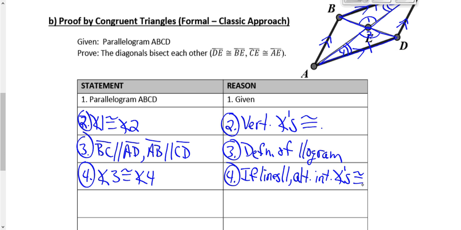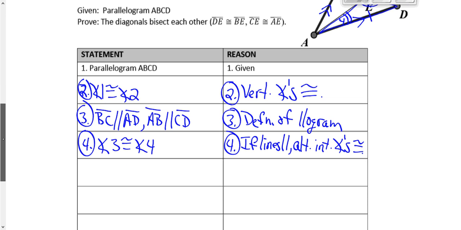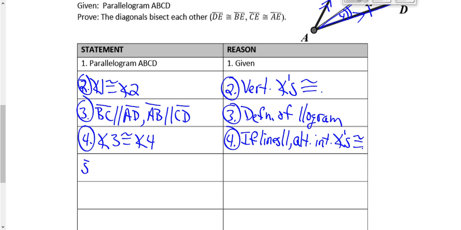Follow me now? Okay. So we've almost stated enough to get the triangles congruent. We've got this pair of angles, there's a pair, there's a pair. What's our next statement going to need to be? BC congruent to AD. Are we going to be able to say definition of parallelogram for this statement? Is that the definition of the parallelogram? No, sir. Okay. So what we have to say for a reason is just, well, what's true?